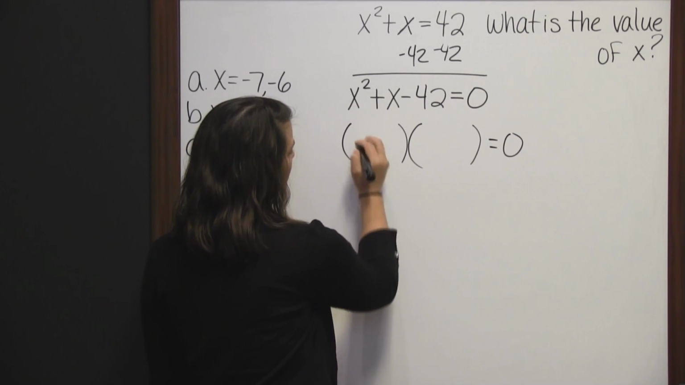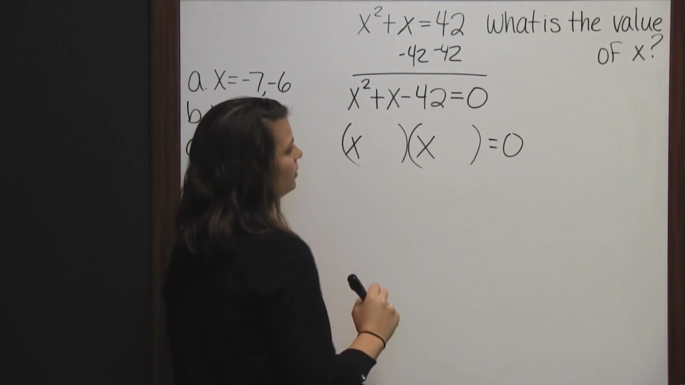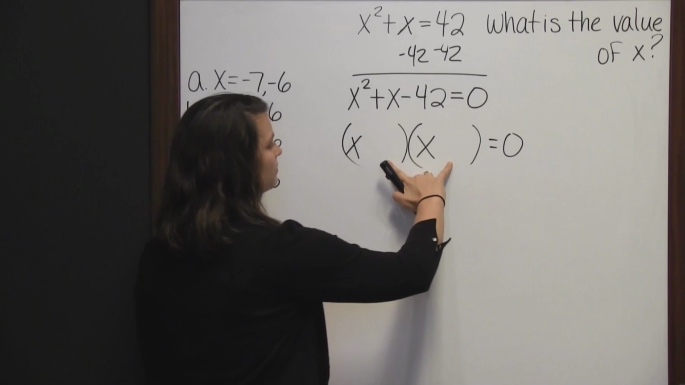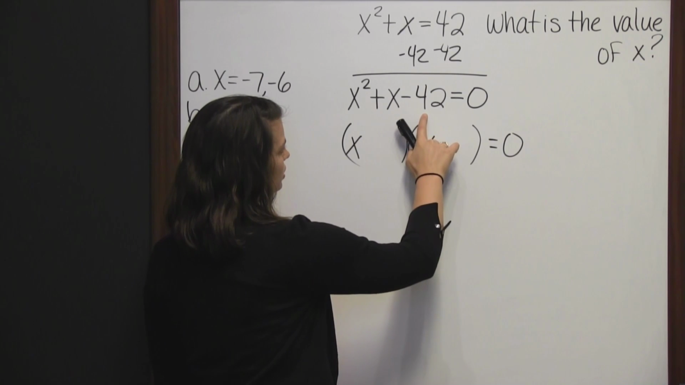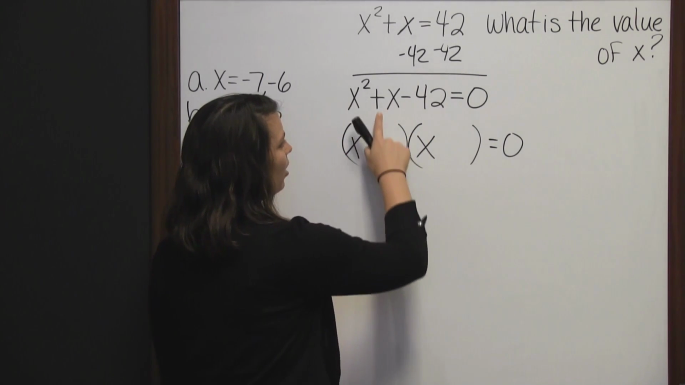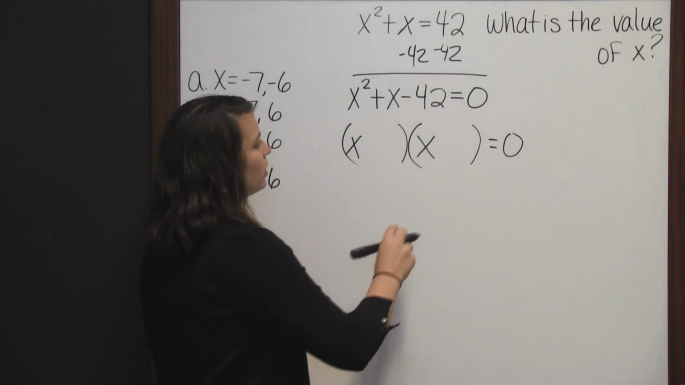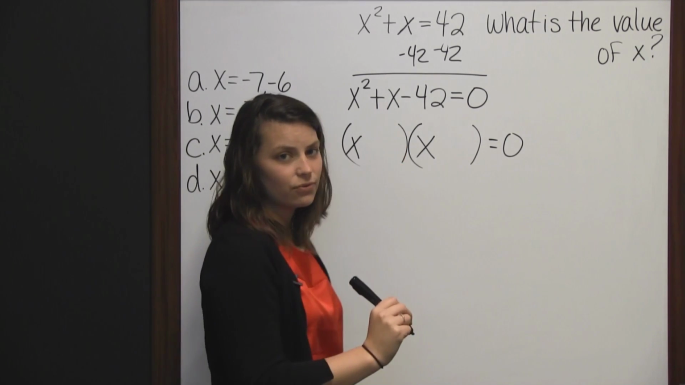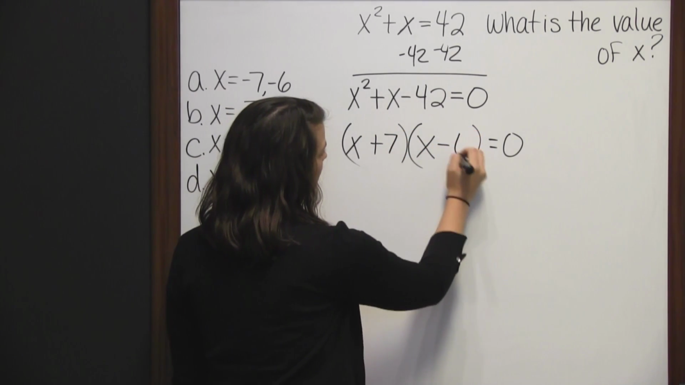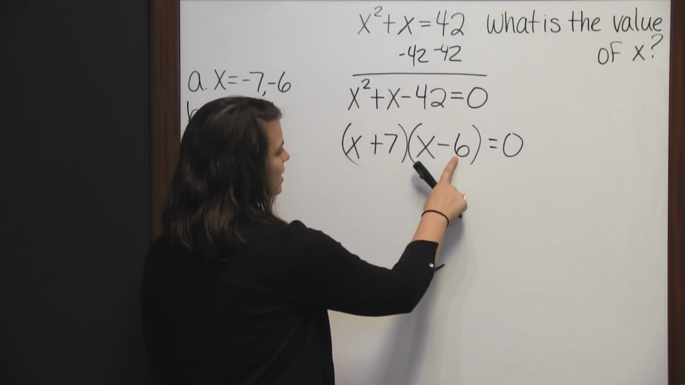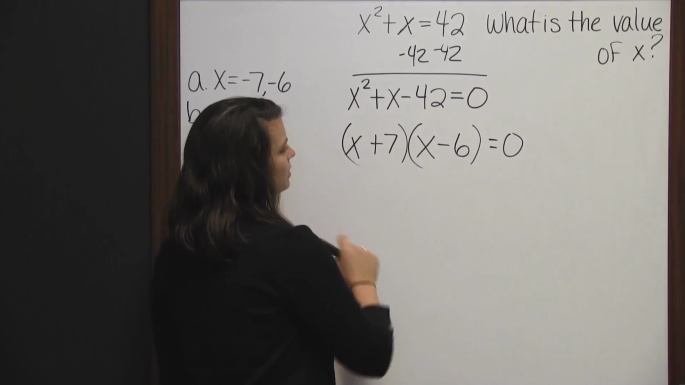And I know that the first term of each parentheses is going to be an x, because x times x is x squared. And then to find my second terms, I need to find two numbers that multiply to give me negative 42 and add to give me a positive 1, because 1 is the coefficient of x. And the two numbers that would multiply to give me a negative 42 and add to give me a positive 1 are 7 and negative 6. 7 times negative 6 is negative 42, and 7 plus negative 6 is a positive 1.